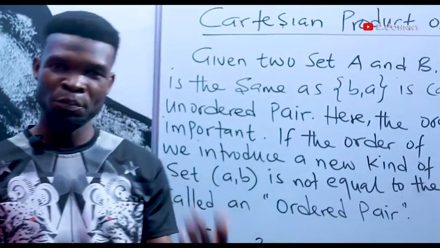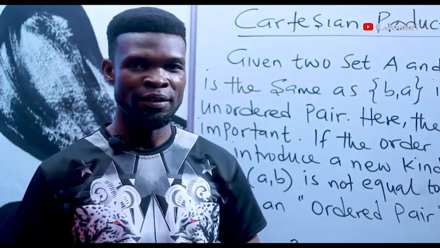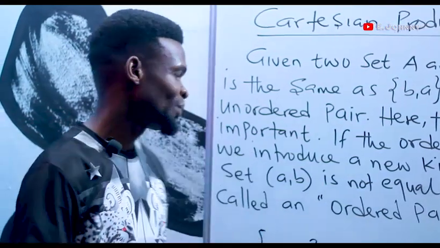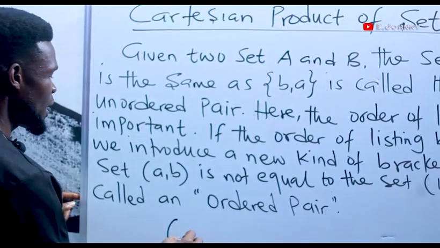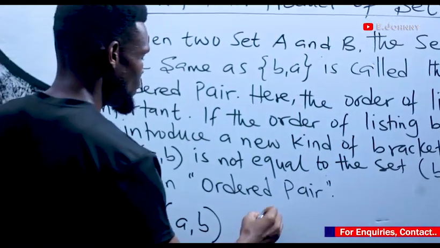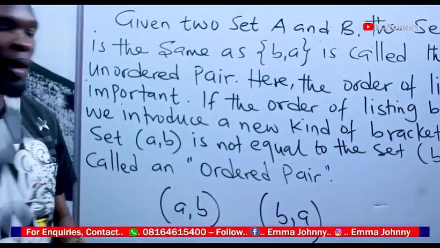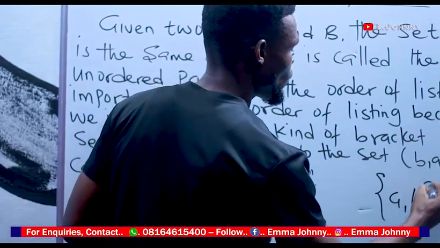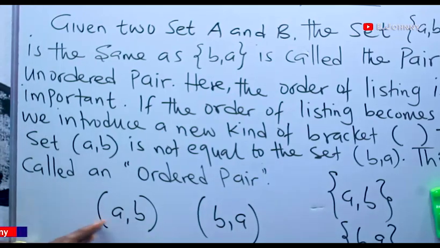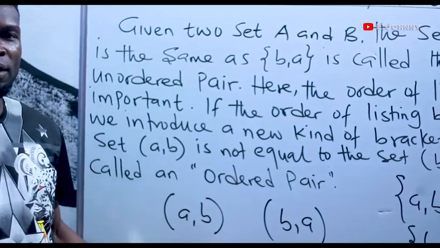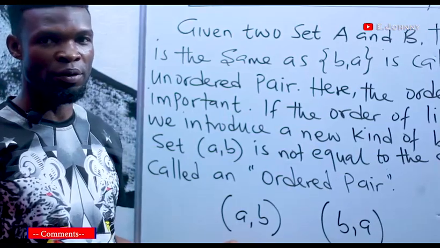Now, if the order of importance becomes very important, then we are looking at something different entirely, and that's where I'm taking us right now. If I have (A, B) and I have (B, A), this is not equal to this, unlike using a curly bracket where {A, B} was the same thing as {B, A}. That is a set of unordered pair, but this is a set of ordered pair. In what sense? The order of arrangement is taken into consideration. That's to say, it's very important.